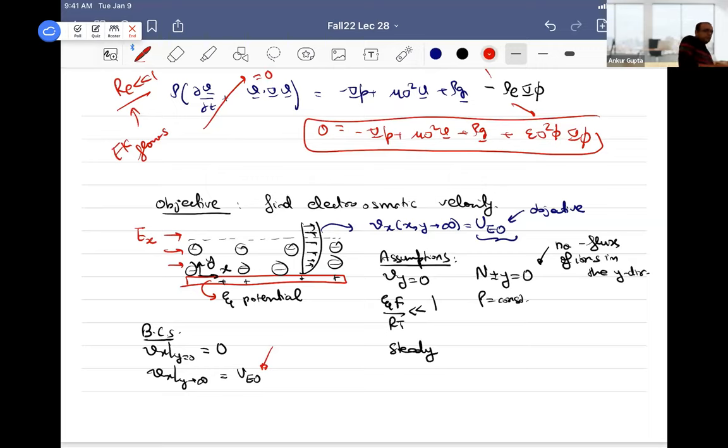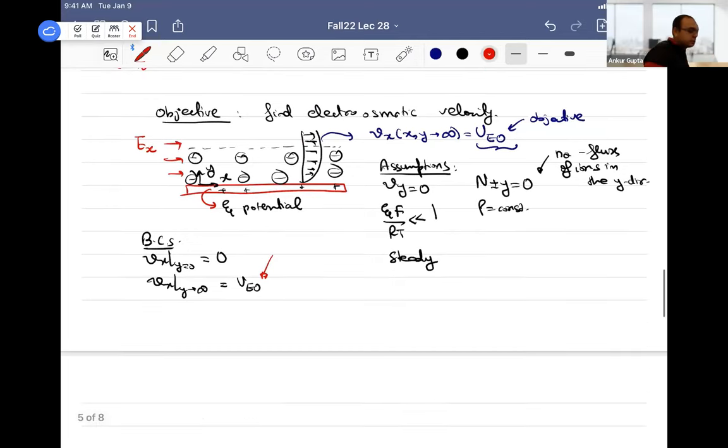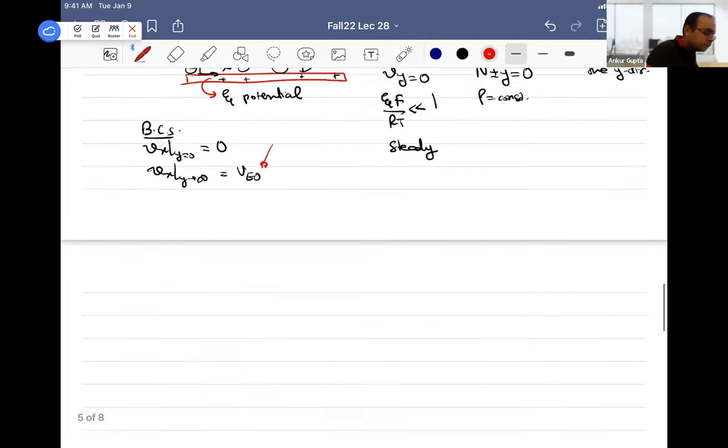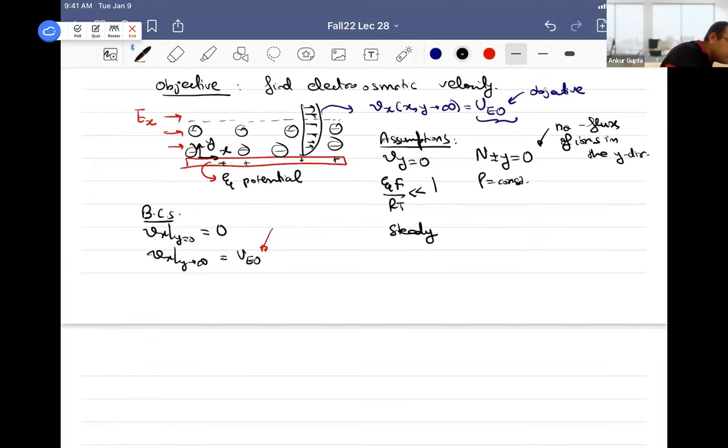So how do we even start this problem? We'll start at the governing equations and try to slowly move up, but we'll make one more assumption, which is almost physically motivated. You can argue that phi of x comma y is phi of equilibrium in the y direction minus Ex times x. And I'll explain why I'm writing it like this.